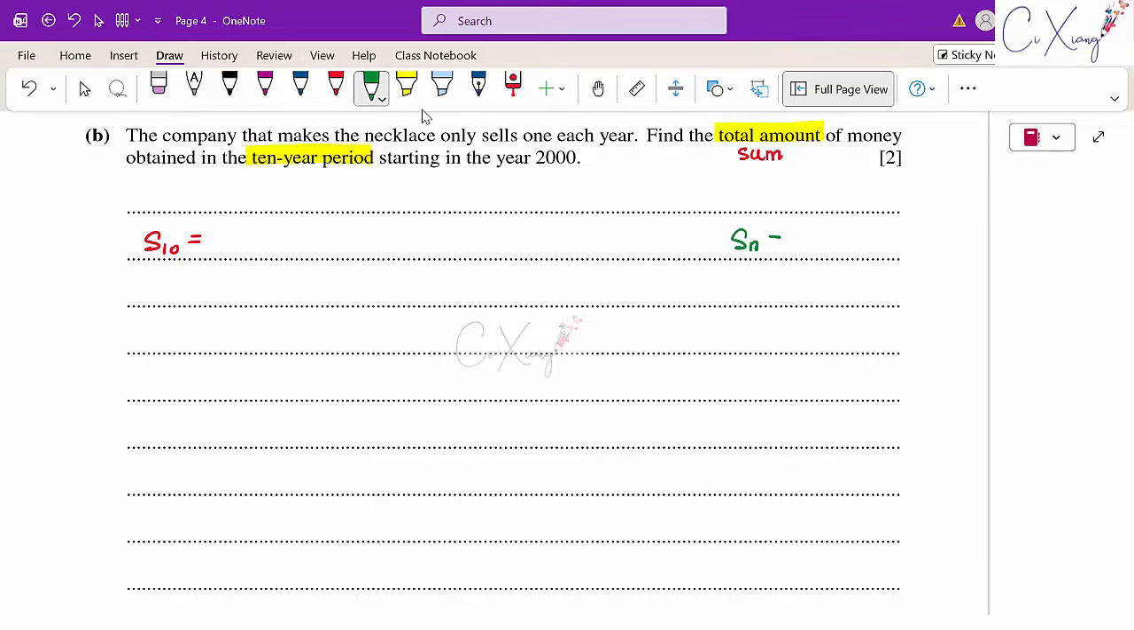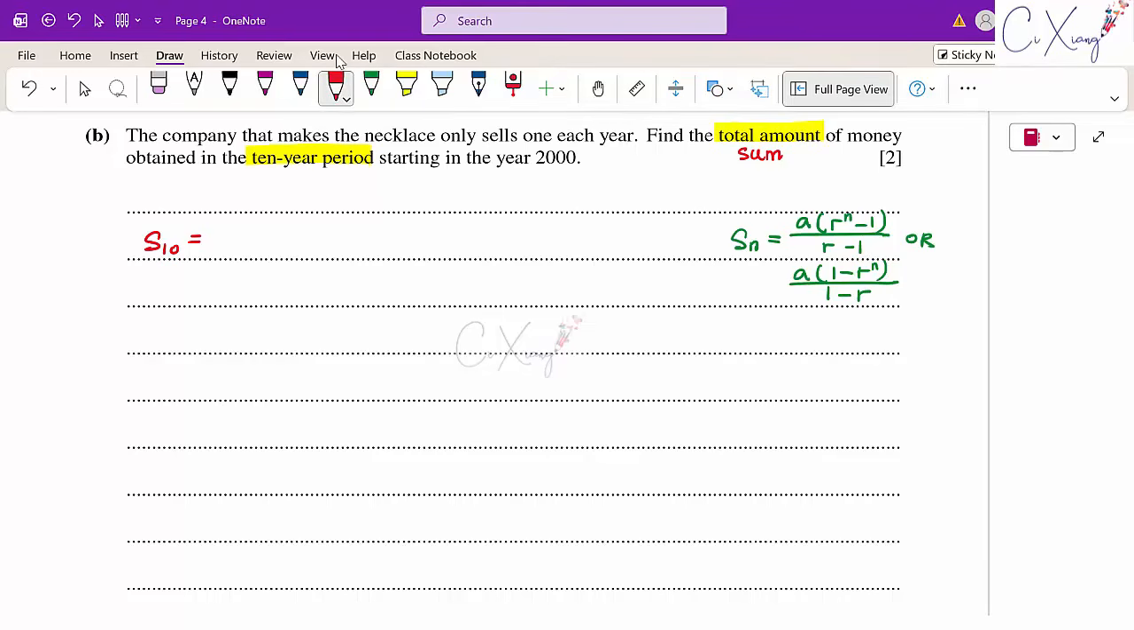So I try to write it out again here. Sn should be a times r to the power n minus 1, divided by r minus 1. Like what I told you just now, you can also write it like this: 1 minus r to the power n divided by 1 minus r. Basically, both of them will give you the same answer.